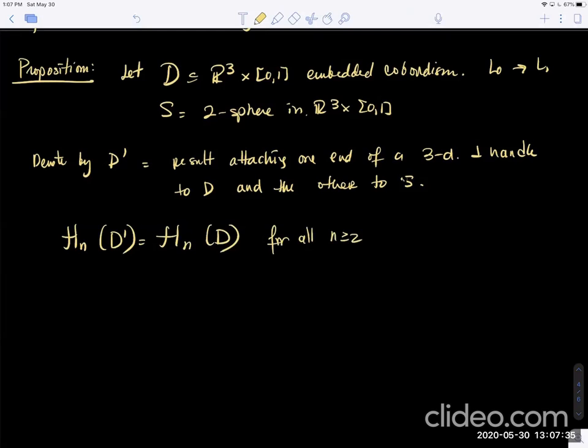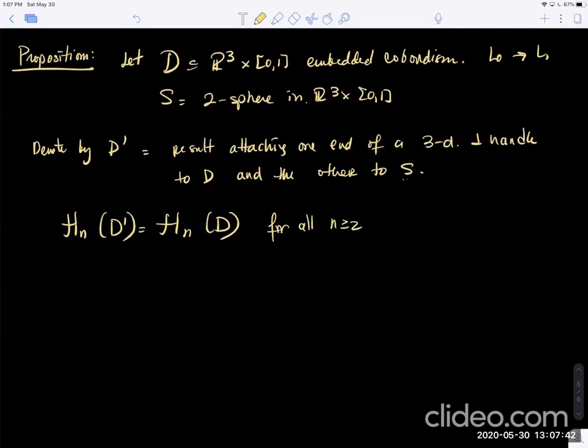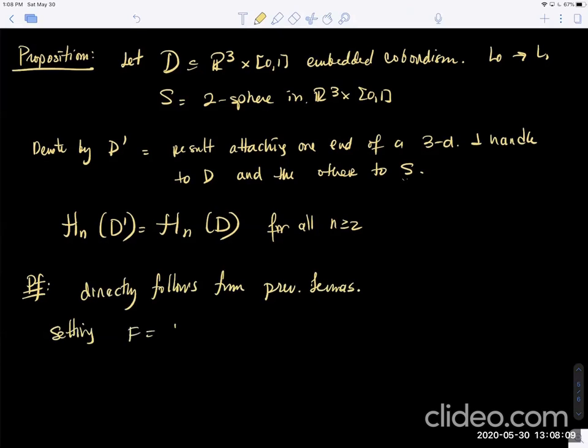And I realize that the cartoon makes it look really trivial, but you need to remember that this is not just living in S3, and that the concordances themselves can be a lot more complicated than the silly thing that I just drew. And then at this point, the proof directly follows from the previous lemmas, because it's just a matter of setting F to be D union S and F prime to be D prime. And then it's completely direct by applying the neck cutting relations and the sphere relations.